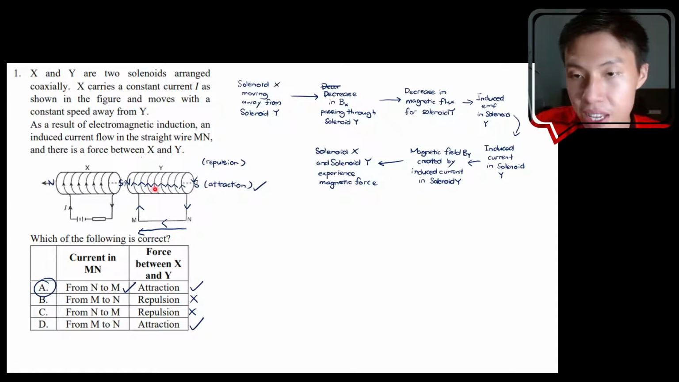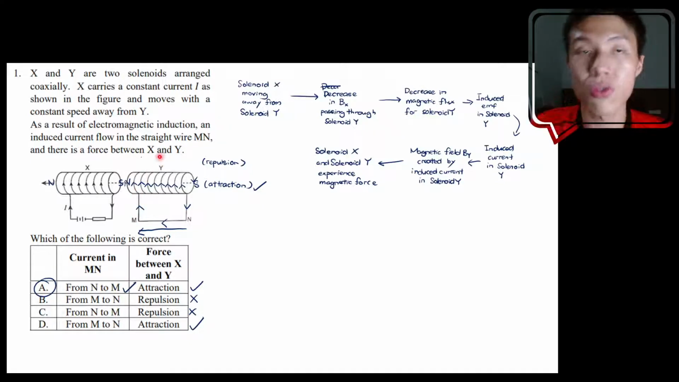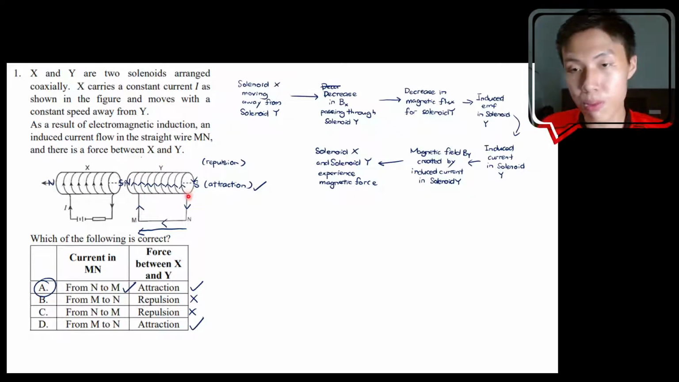If I want to highlight it, you can think of it like moving up, up, up, up, up, up, up, up, down, down, to the left, up, up. So you can see the whole circuit, how it works, and from there you can determine the current is flowing from N to M. That's why the answer is A.